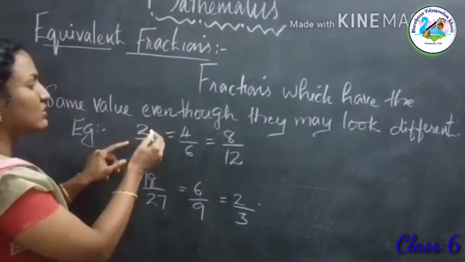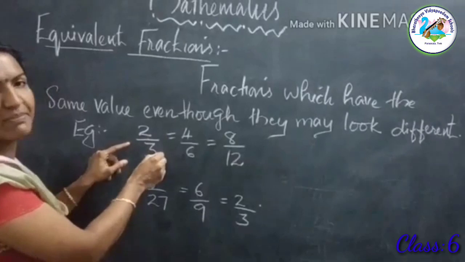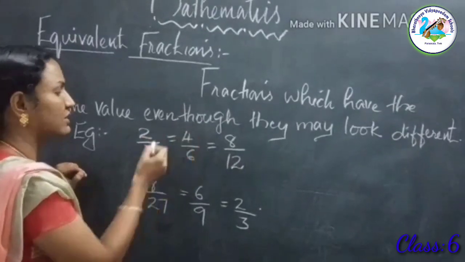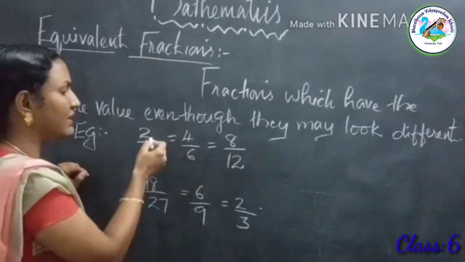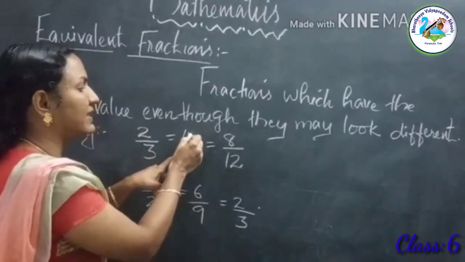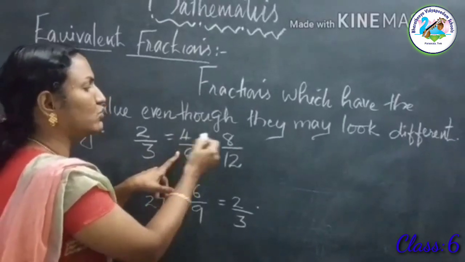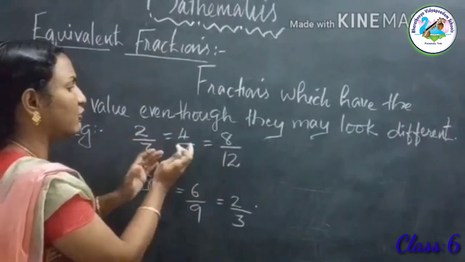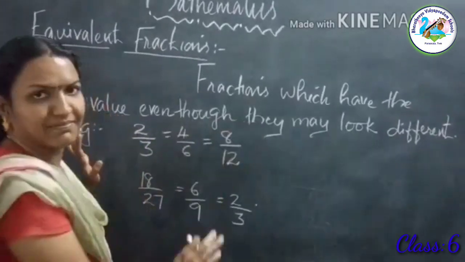Multiplying the numerator and the denominator by 2, we get 4 by 6. 2 into 2, 4. 3 into 2, 6. So 2 by 3 and 4 by 6 are the same. Again, multiplying the numerator and denominator by 2, 4 into 2, 8, 6 into 2, 12. So 2 by 3, 4 by 6, 8 by 12 are the same.